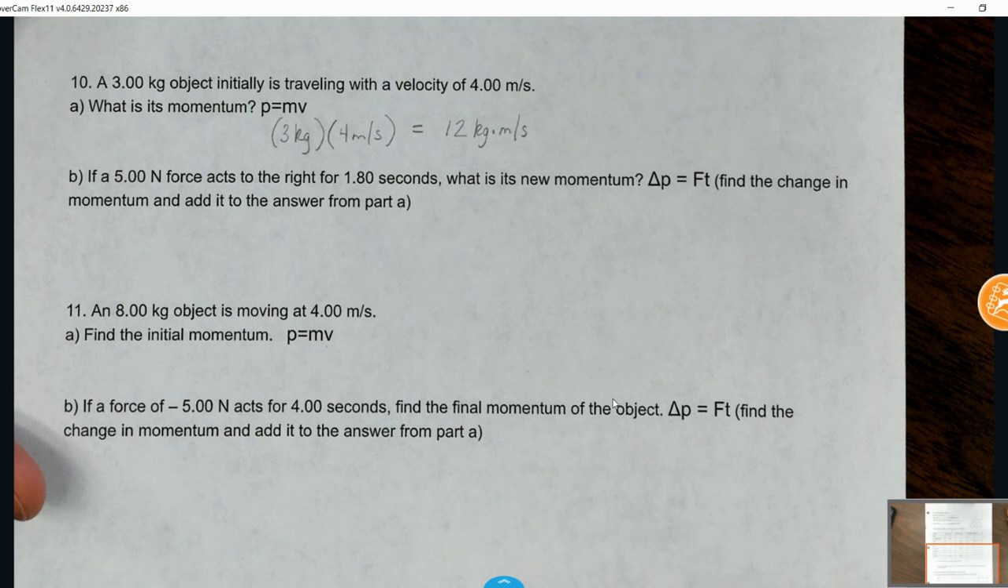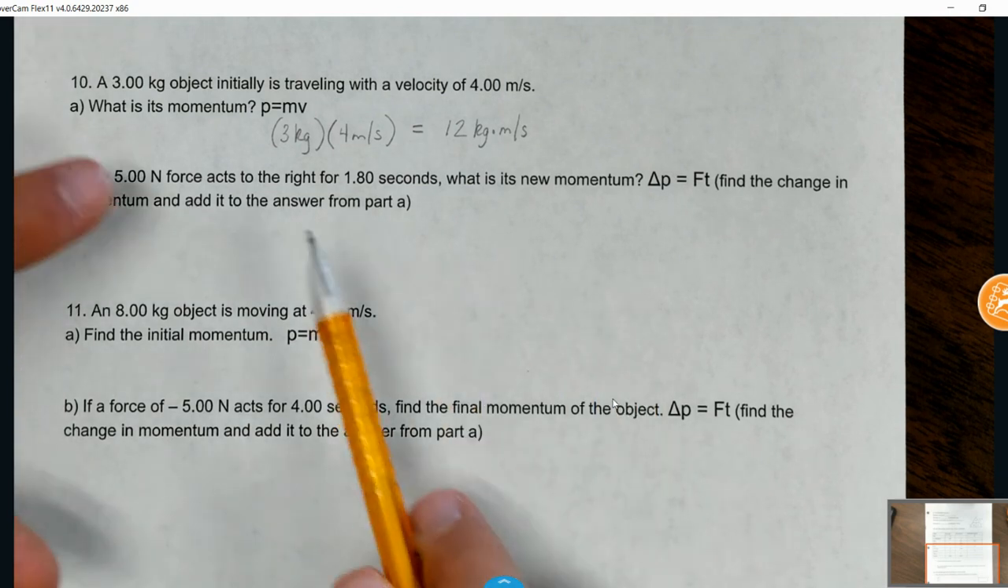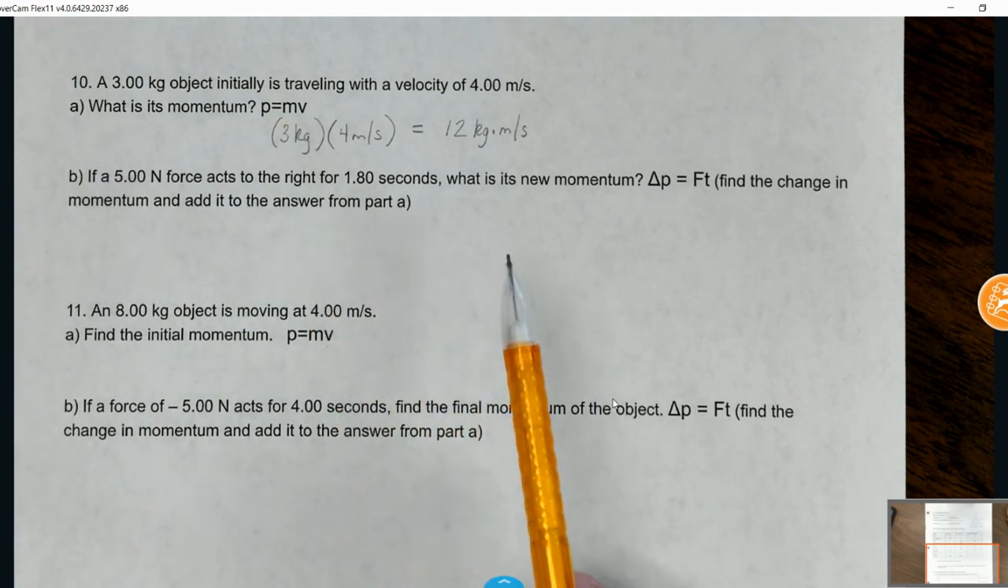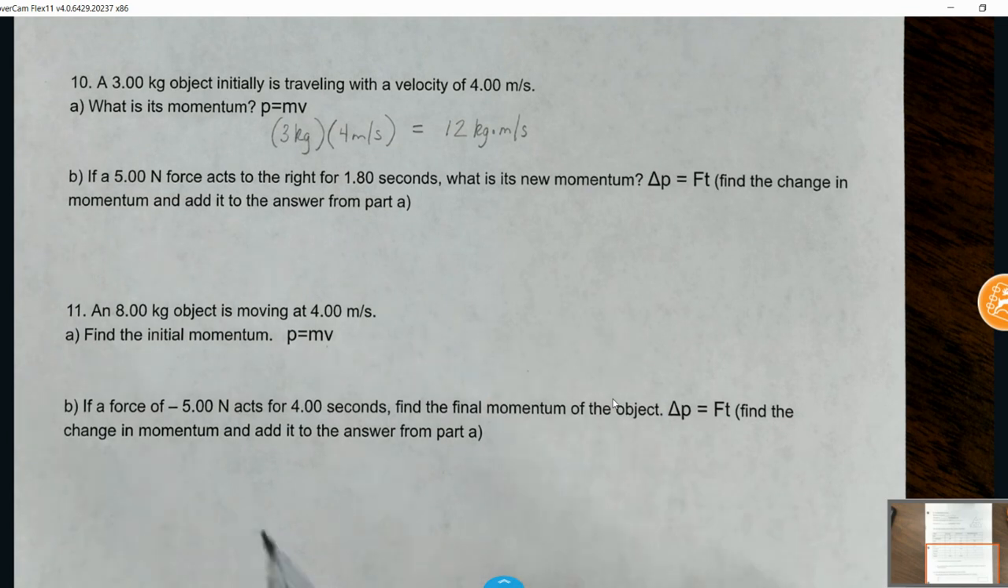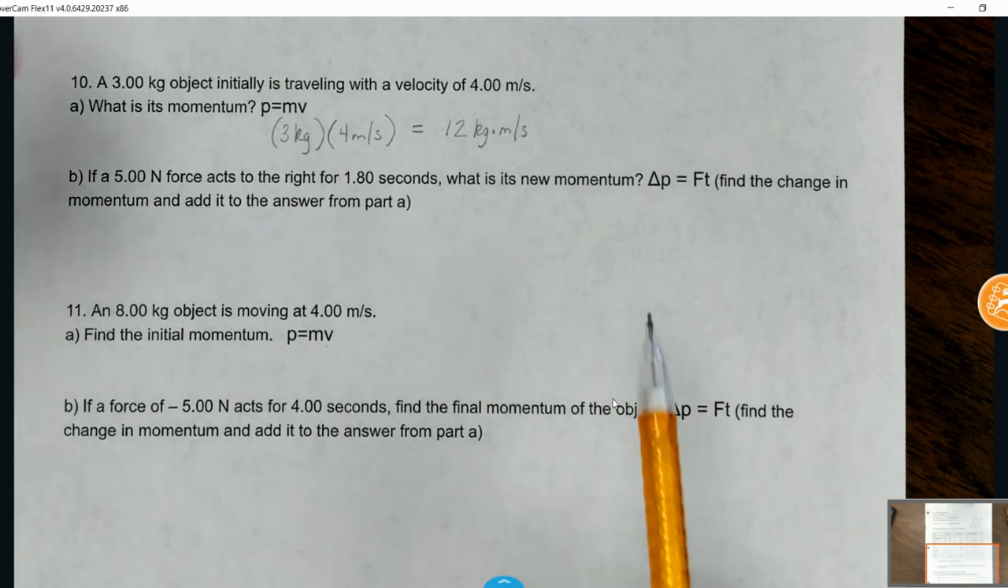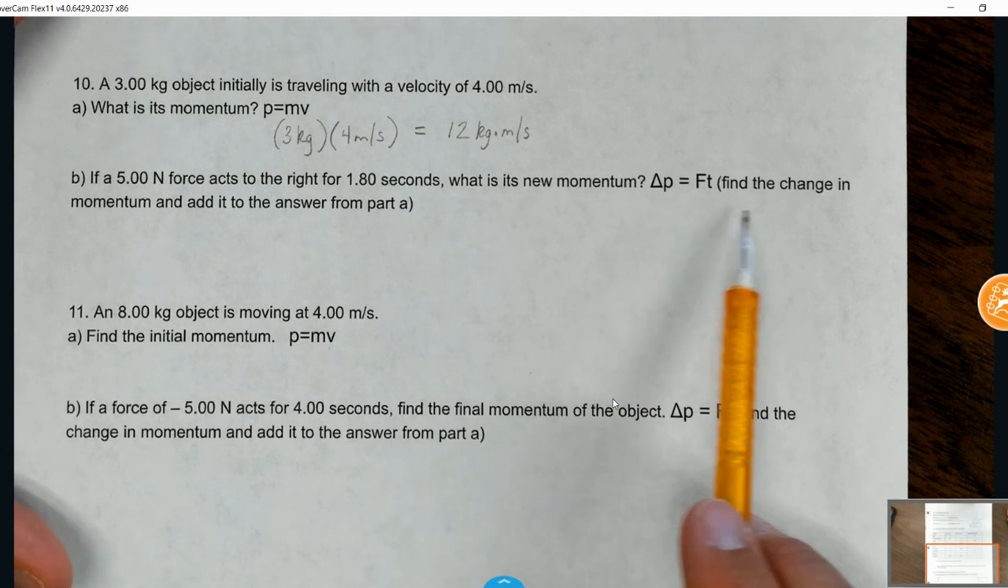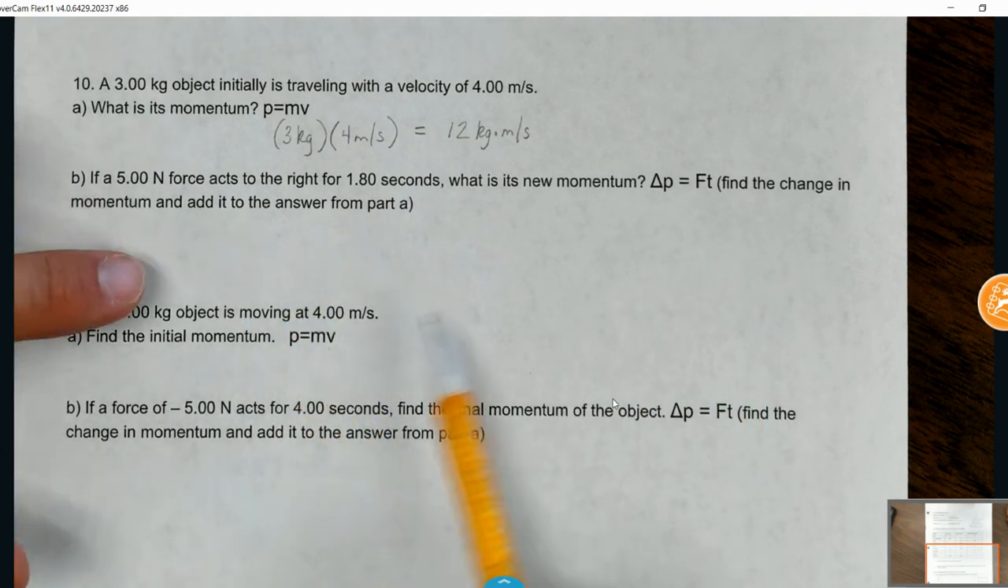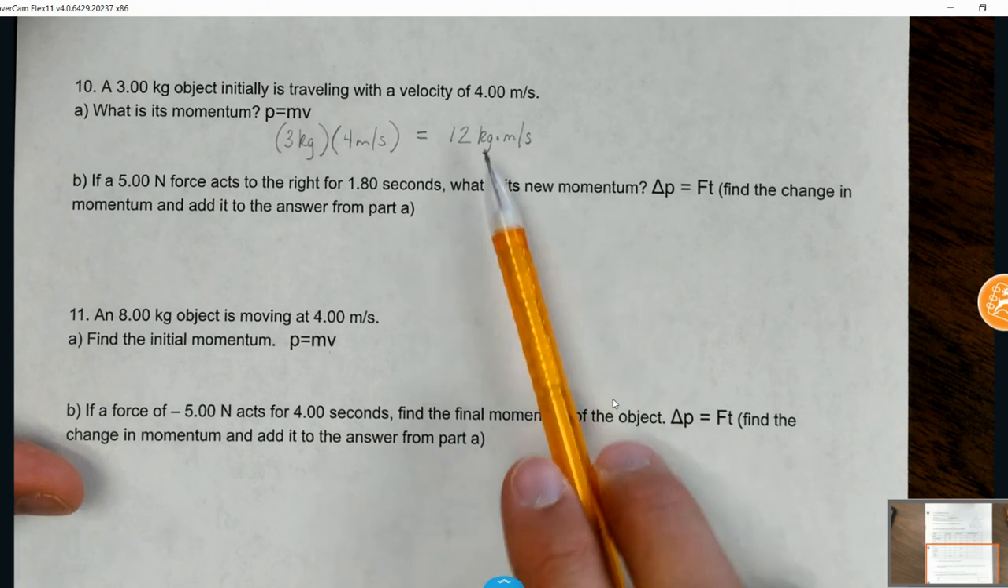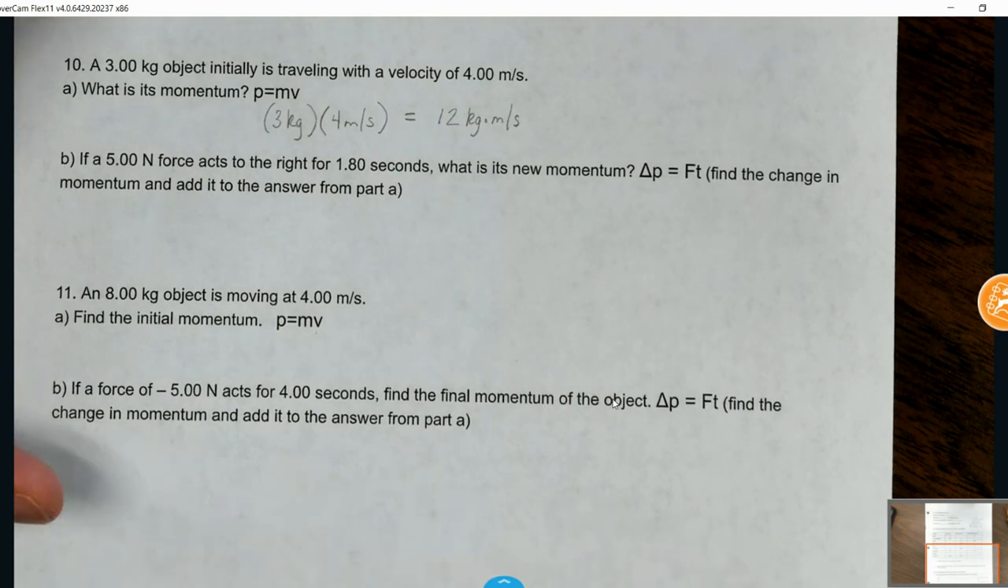So in letter B, if a 5 Newton force acts to the right for 1.8 seconds, what is the new momentum? So a force times a time is an impulse. An impulse means it's going to wind up changing the momentum. So what we have to do first is find the change in momentum and then add it to part A, because this is what it was originally moving at. Then we basically gave it a push. So now it's going to be moving at a new momentum.